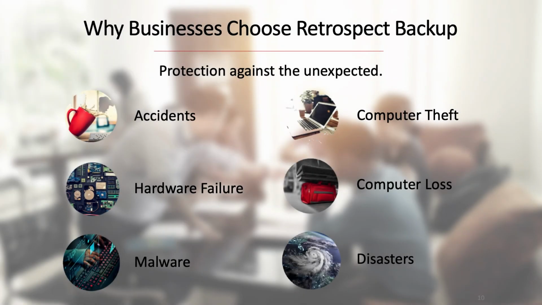Why do businesses choose Retrospect Backup? Protection against the unexpected. Accidents happen, malware hits, hardware fails, and disasters strike. You never know what's going to happen next to your data. Retrospect Backup provides data insurance with on-site protection on an external disk or a network-attached storage like a Drobo, as well as off-site in the cloud. If you have a backup with Retrospect, no matter what happens, you can just click Restore and move on.